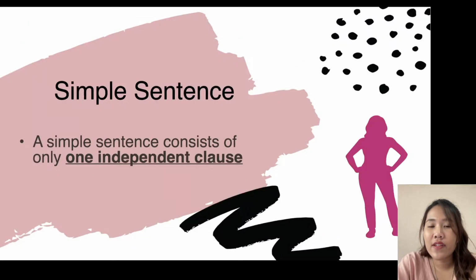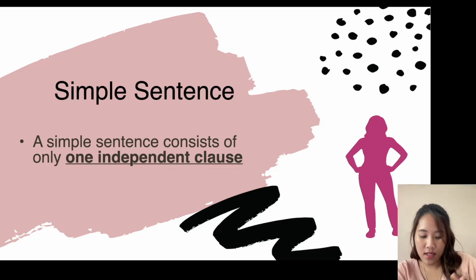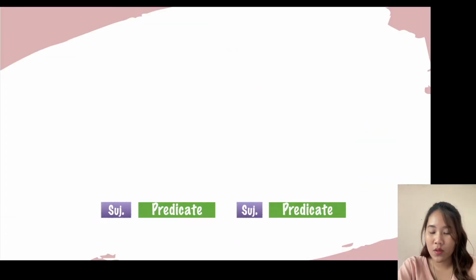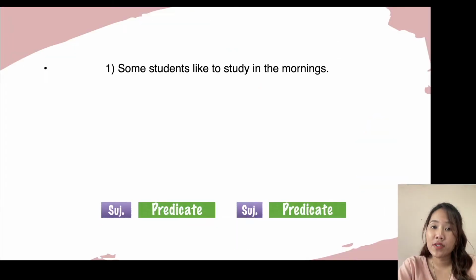So let's have a look at examples of simple sentence. As I mentioned before, a simple sentence is a sentence that consists of one independent clause only. For example, some students like to study in the morning. So some students is the subject and like to study in the morning is the predicate part. Since we have one subject and one predicate part, it is an independent clause and it is a simple sentence.